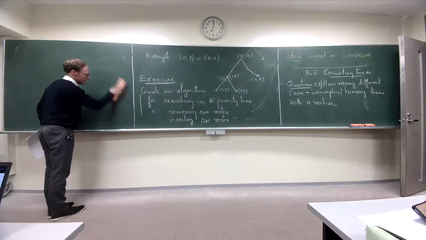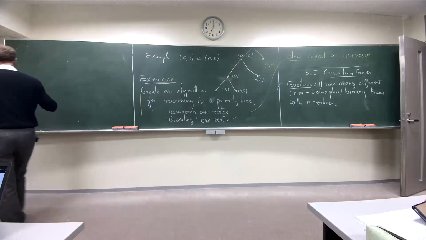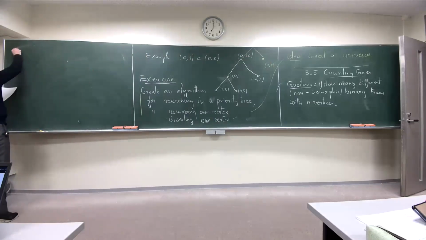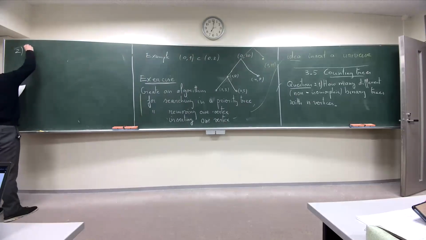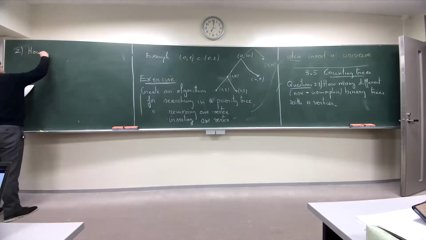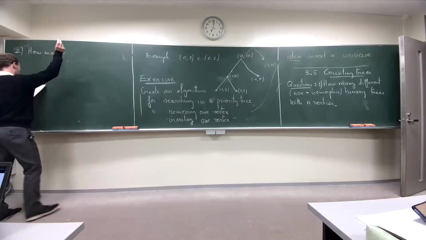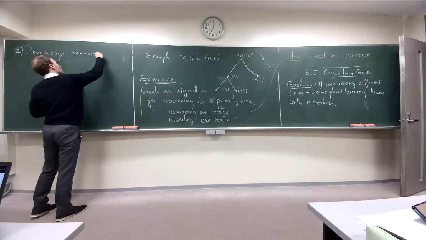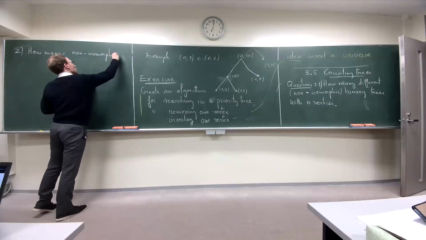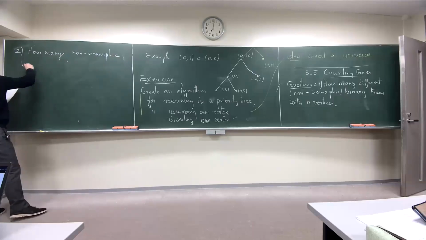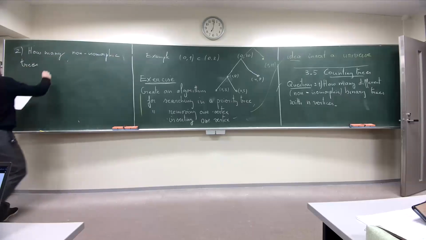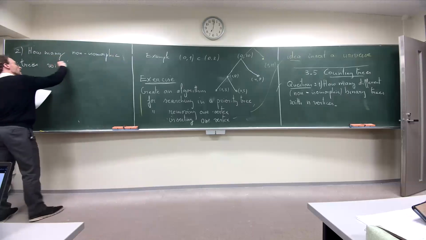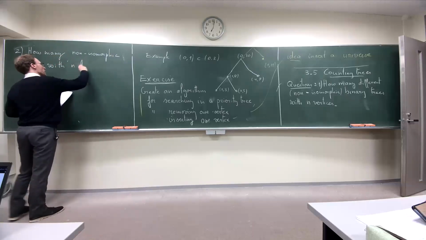So this question is if you want to compute something or do many drawings. Second question, how many? Again, non-isomorphic trees with n labeled vertices.